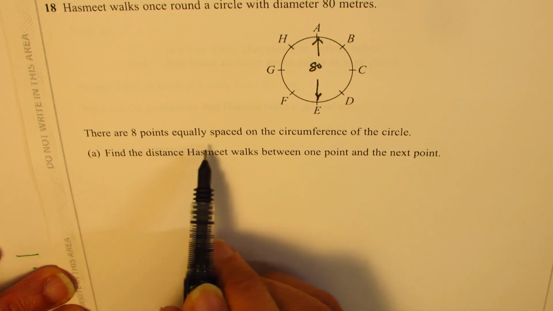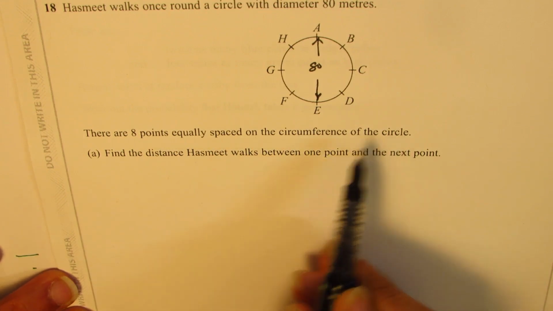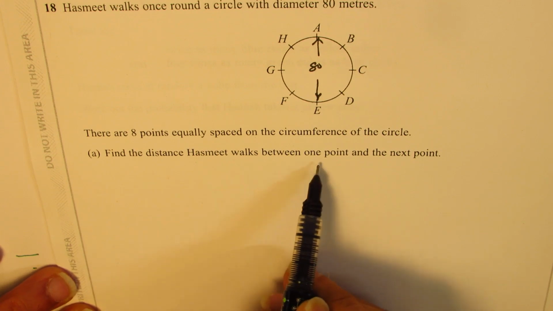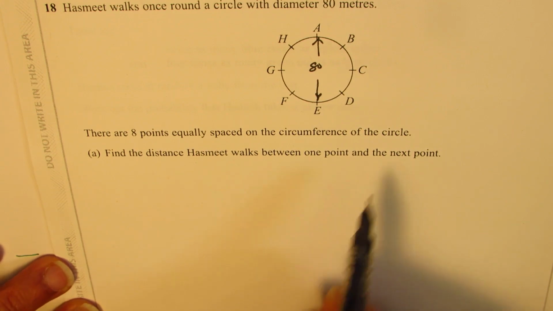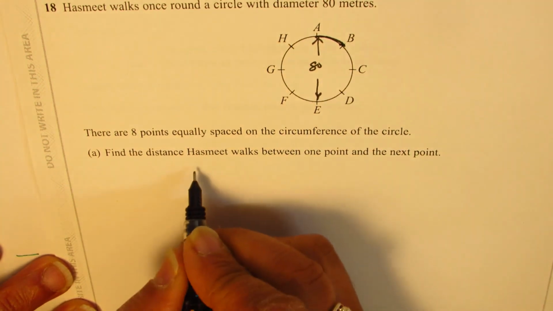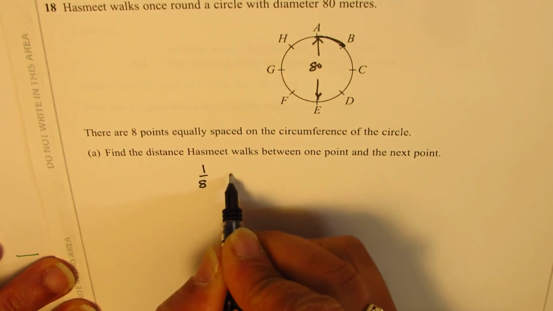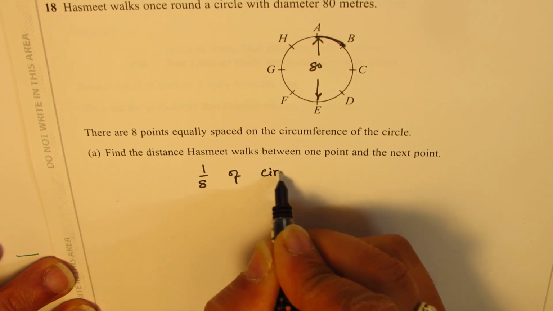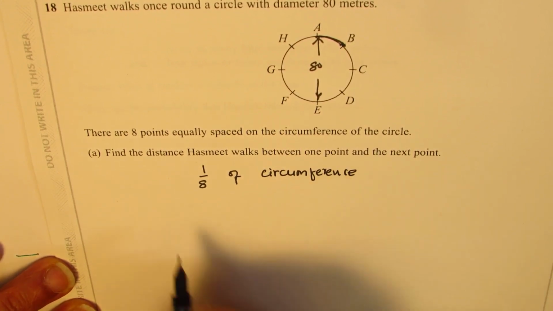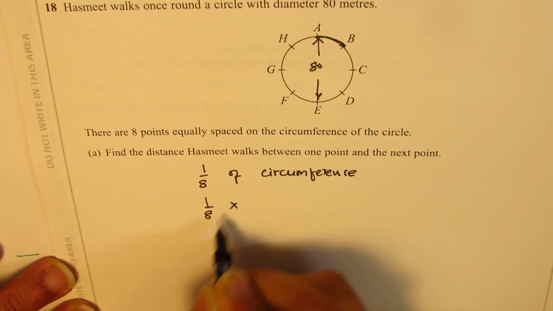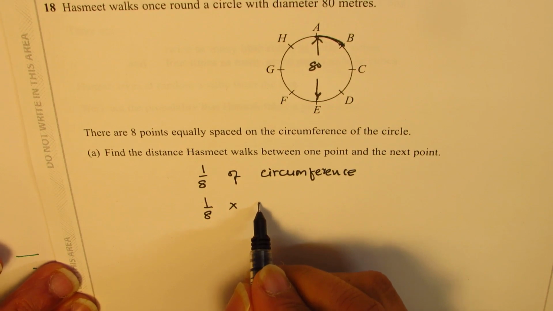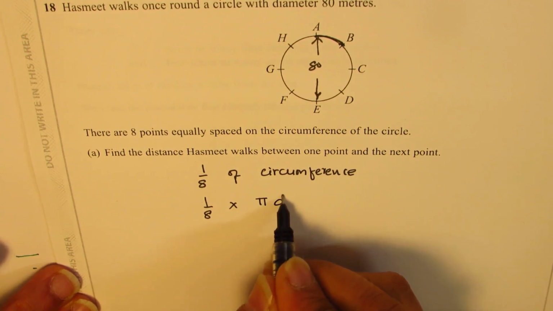There are 8 points equally spaced on the circumference of the circle. A. Find the distance Smith walks between one point and the next point. Let's say we want to find this distance, right? So this is 1/8 of the circumference. So that means 1/8 of, which means multiply, and circumference is pi times diameter, pi d, right?